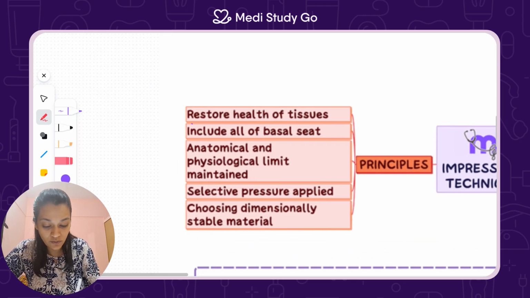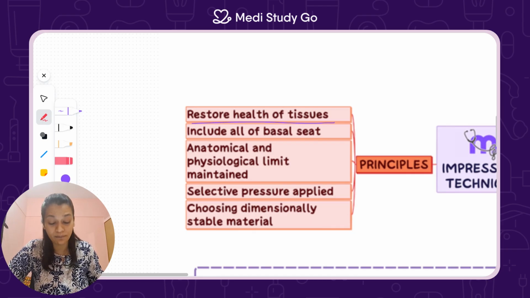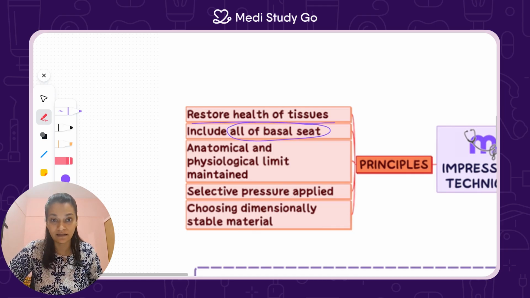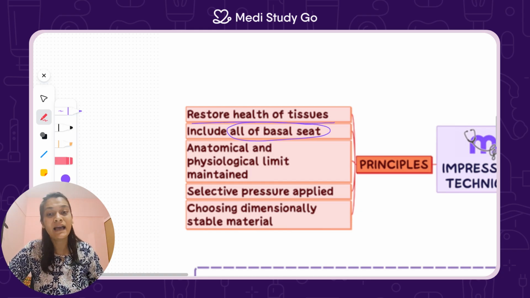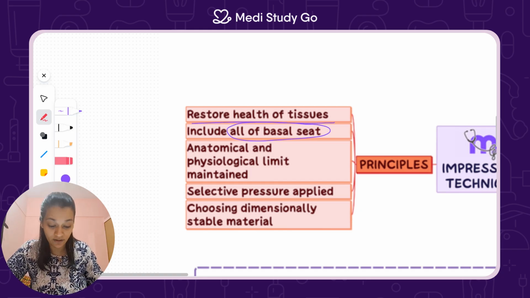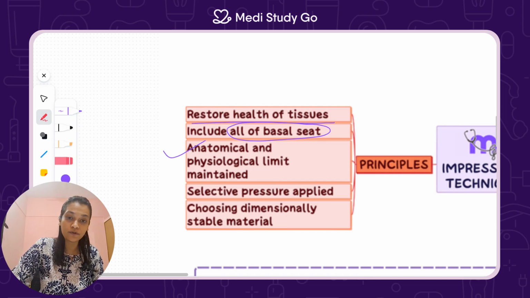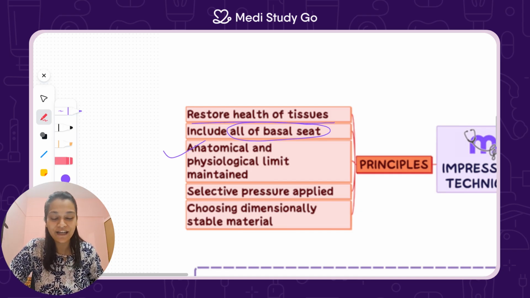First is to restore the health of the tissue. It's very important. Other would be to include all of the basal seat, because you would want the limiting structures, the relieving parts as well, and the stress bearing areas to be recorded well. The anatomical and physiological limit should be maintained. So it cannot go beyond your posterior palatal seal area. Why? We'll be learning in the next upcoming lectures.